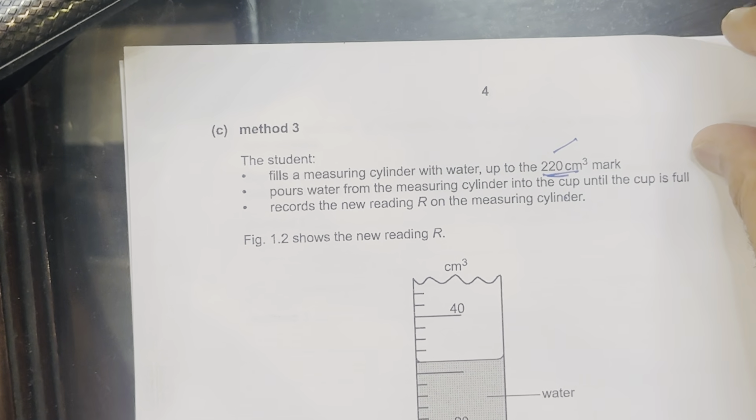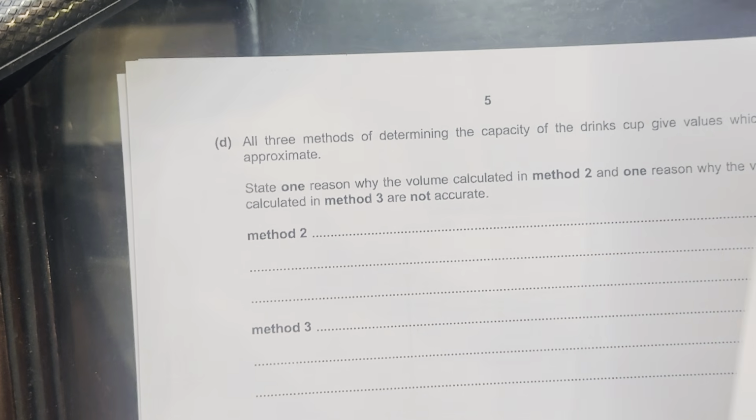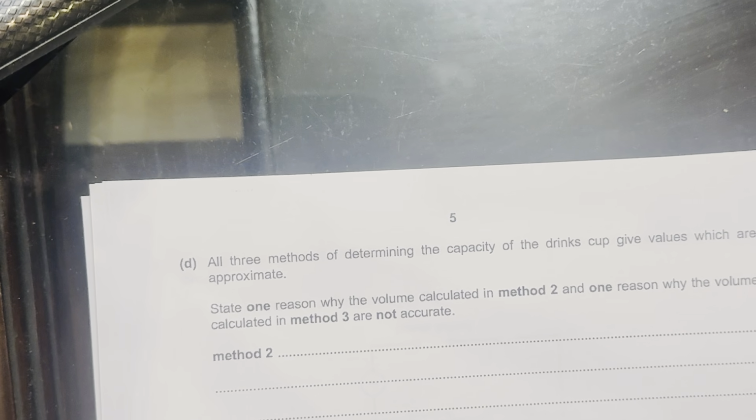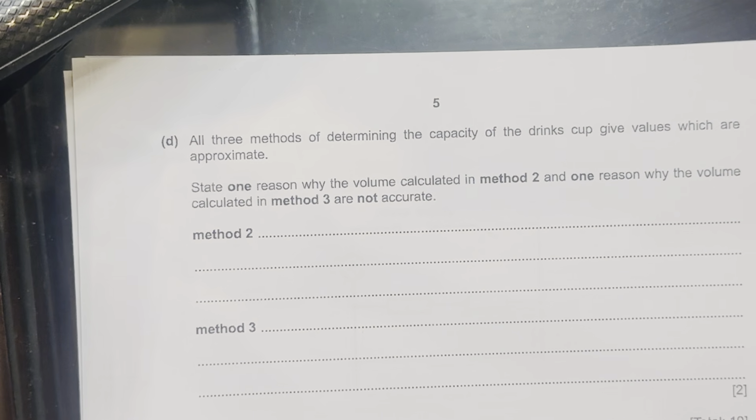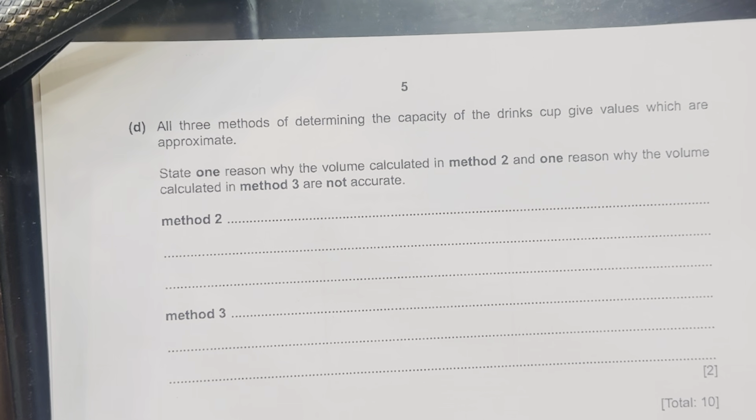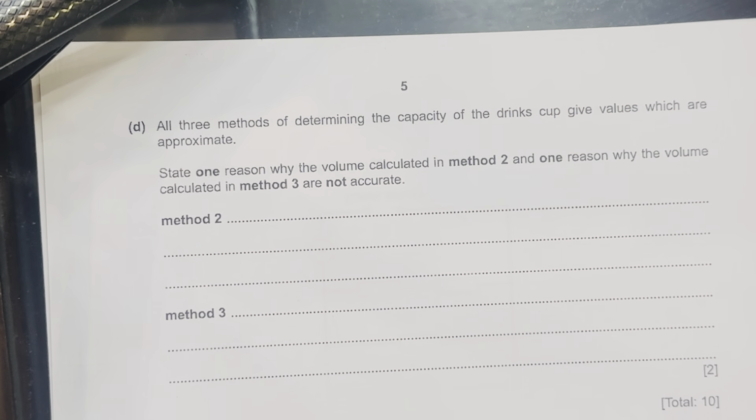Okay, now we move to the D part of the question. All three methods of determining the capacity of the drink cup give values which are approximate. State one reason why the volume calculated in method 2 and one reason why the volume calculated in method 3 are not accurate.